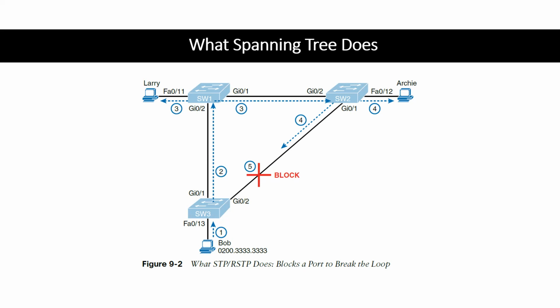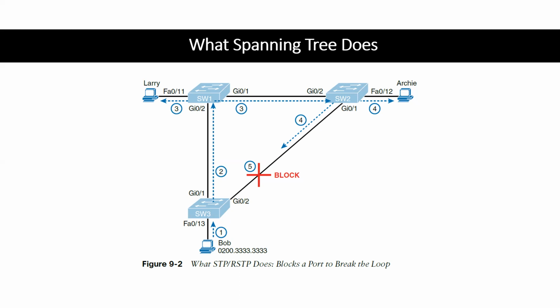Switch 2 is going to get it. It's going to send it down all its downstream ports, and also down its connection to switch 3. But when it gets to switch 3, that port is blocked, so that frame is going to be ignored and dropped there. But it's also sent to Archie, and with the destination being Archie, Archie is going to receive that one copy. So there's one way to Archie and one way back to Bob. This is a successful converged spanning tree topology.